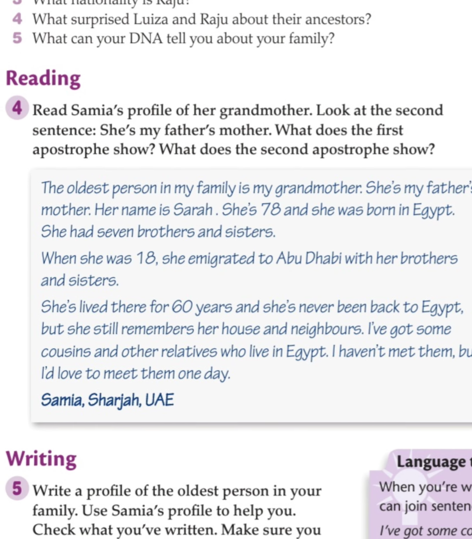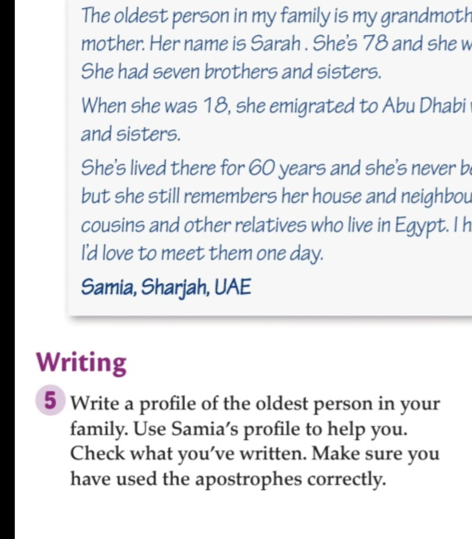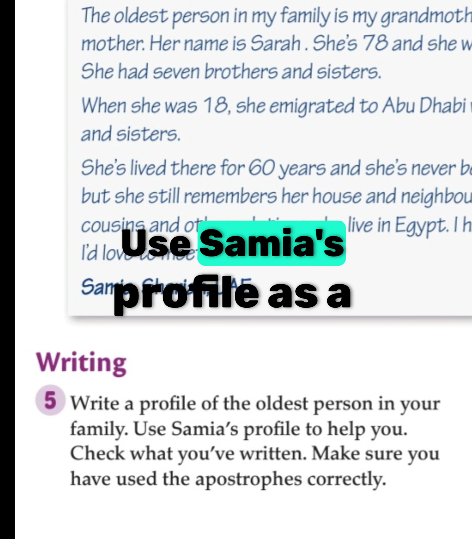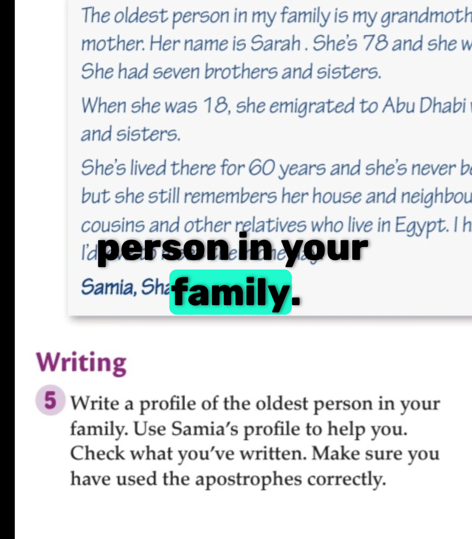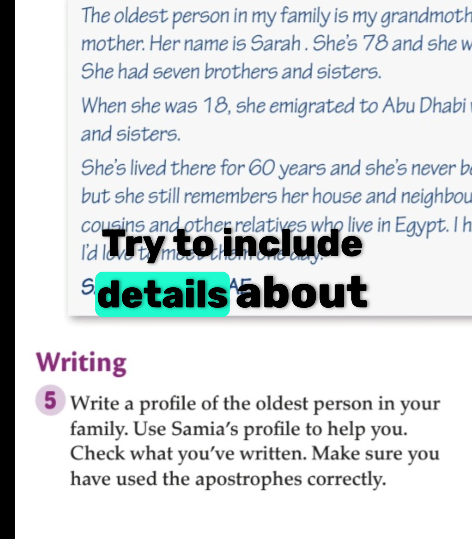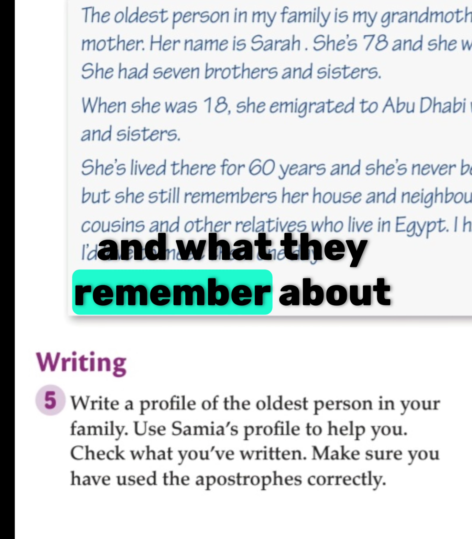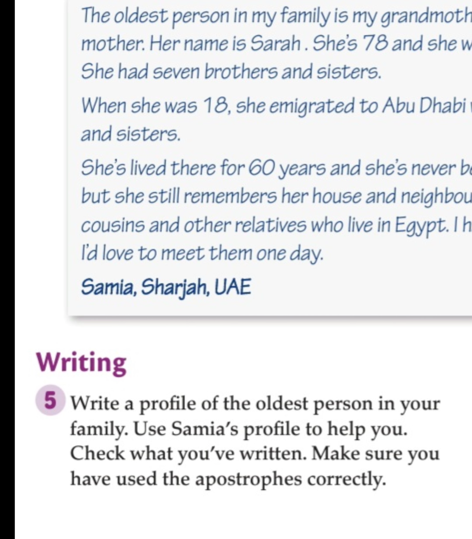Writing section. Exercise 5. Writing a family profile. For exercise 5, it's your turn to write. Use Samia's profile as a model and write about the oldest person in your family. Try to include details about where they're from, any significant moves they made, and what they remember about their early life. Here are some tips for structuring your profile.